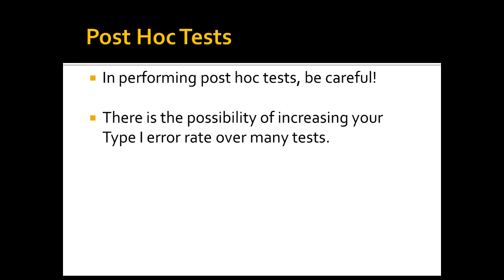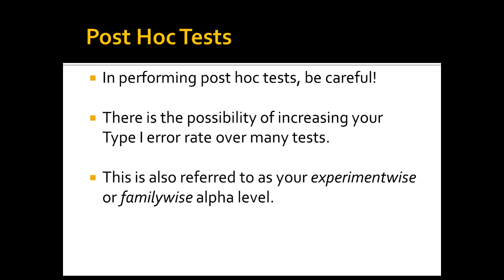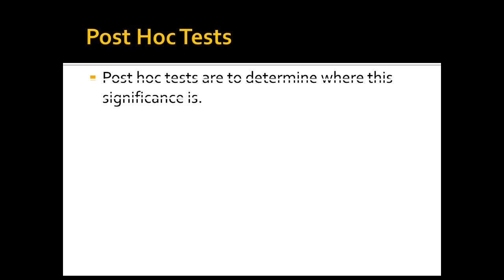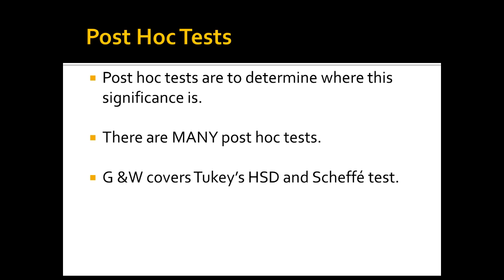So in performing your post hoc tests, be careful because there's a possibility of increasing your type 1 error rate over many tests. The more tests you do, the more you increase your type 1 error rate. This is also referred to as your experiment-wise or family-wise alpha level being increased. But post hoc tests are the way to determine where exactly your significance is, and there are many different types of post hoc tests that are used, and different researchers have different preferences for which test procedure to use.